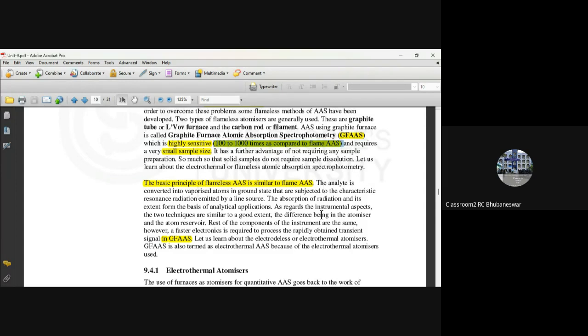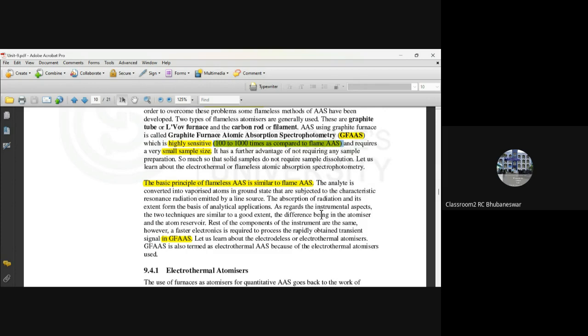Just imagine how sensitive it is. If it is sensitive like 100 to 1000 times, then you can take a lower concentration of the analyte. Or you can put it this way: if you want to study some sample where the analyte contamination is present to a small extent, in a very small amount, though it is contaminated, you are not able to detect it by other methods. So you can use this here, because it is 100 to 1000 times more sensitive as compared to flame AAS.